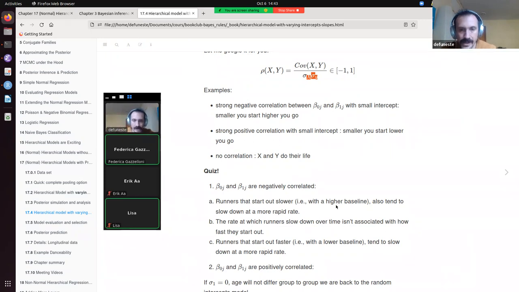I could replace it with apples and bananas. Apples and bananas are negatively correlated. If I have a huge amount of apples, I will have low numbers of bananas. And if they are positively correlated, if I have huge numbers of bananas, I will have huge numbers of apples. So this is runners that start slow will tend to slow down at a more rapid pace.